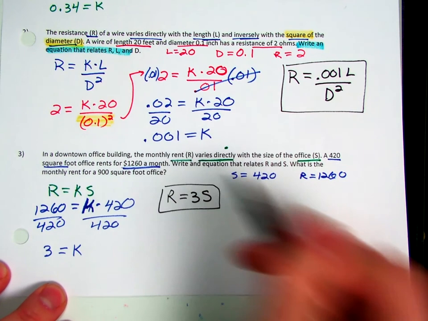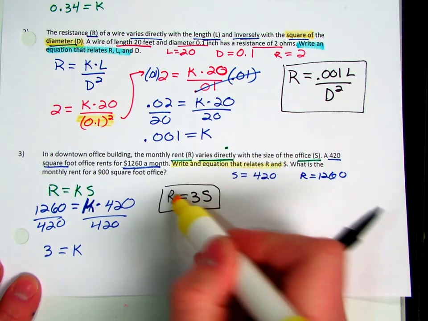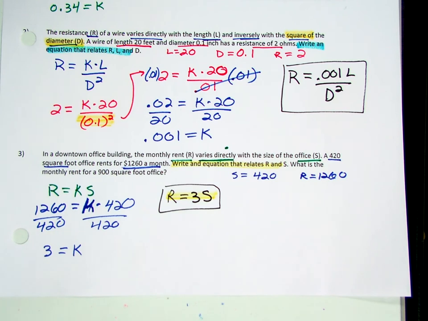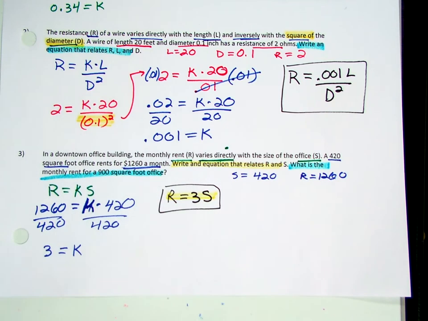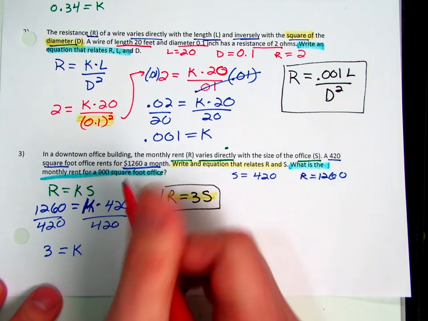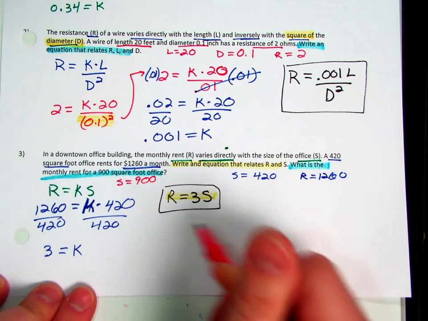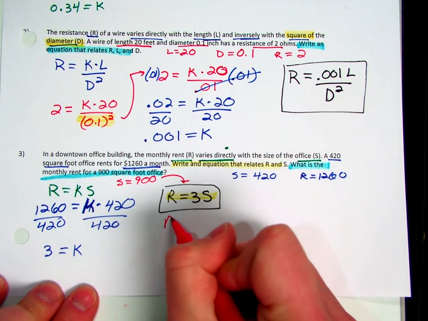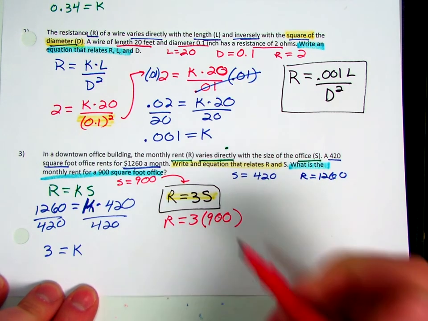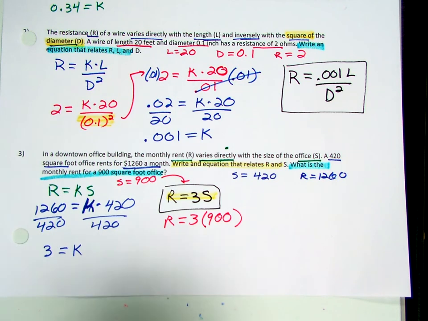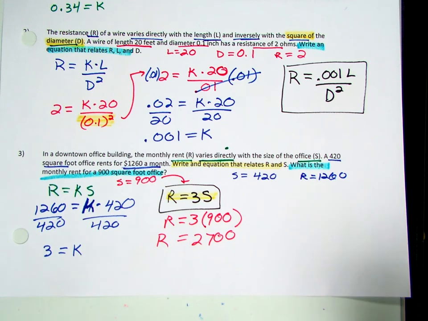Now in every other problem, this ended up being the end, but we should always double check. So, write an equation that relates R and S. Well, that's what we just did here, but it goes further. It says, what is the monthly rent for a 900 square foot office? So we're going to take this a step further. They're saying, how much am I going to have to pay if the square footage, which is S, equals 900? So now I'm going to plug that into the equation we created. So R equals 3 times, instead of S, we'll put in 900. And 3 times 900 is going to be 2,700. So R equals 2,700, and now we answer their question.